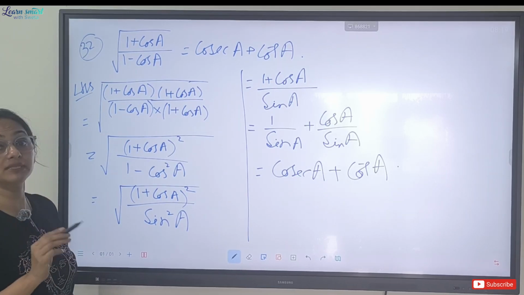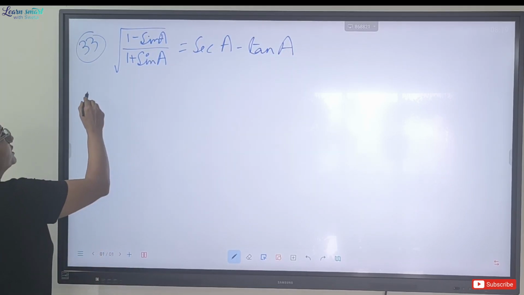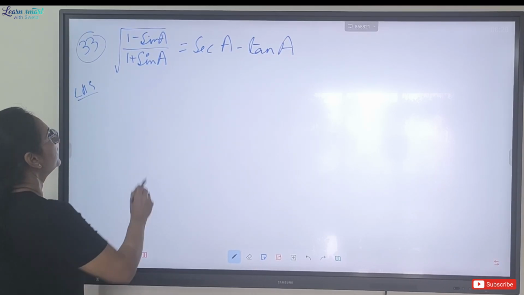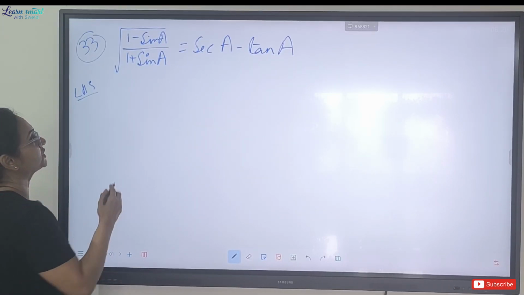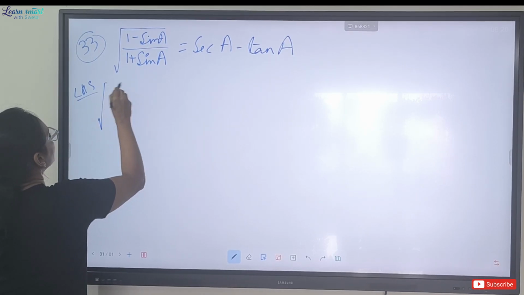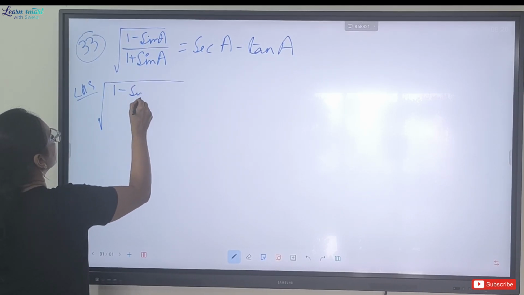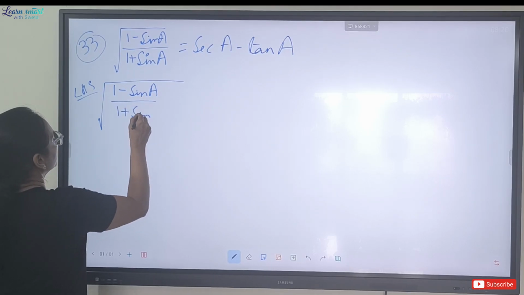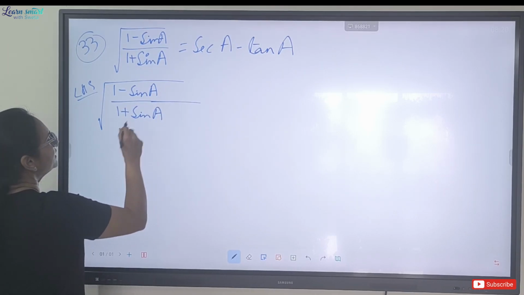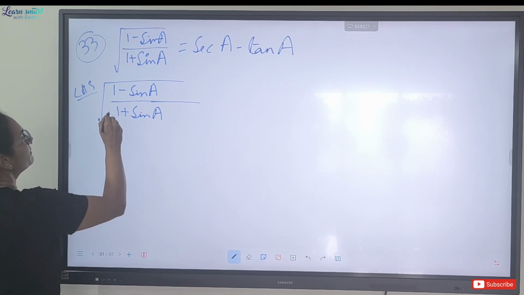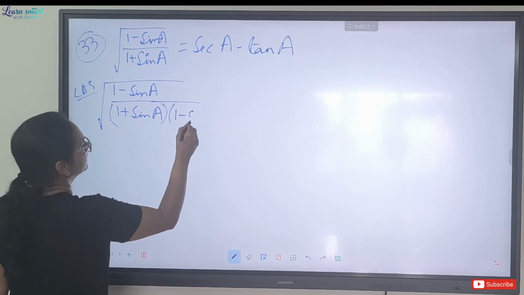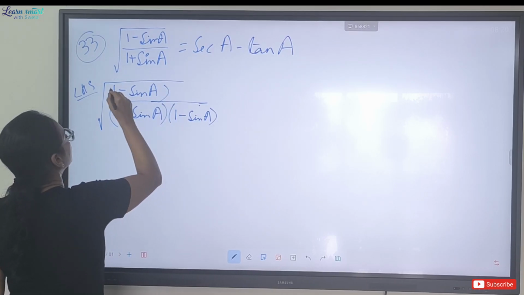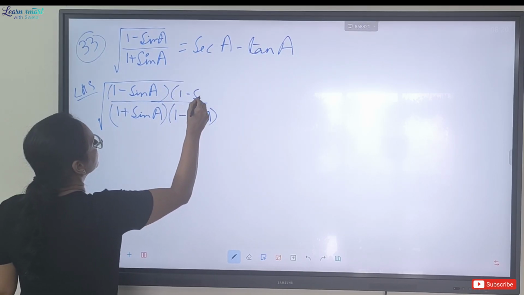Let's see the next question, number 33. So look at this question. It is similar to the previous question that we did. Here also in the root we will try to rationalize the denominator. So LHS we will write 1 minus sin A upon 1 plus sin A. Now here the denominator is 1 plus sin A, so we will multiply it with 1 minus sin A, and the numerator also we will multiply by 1 minus sin A.